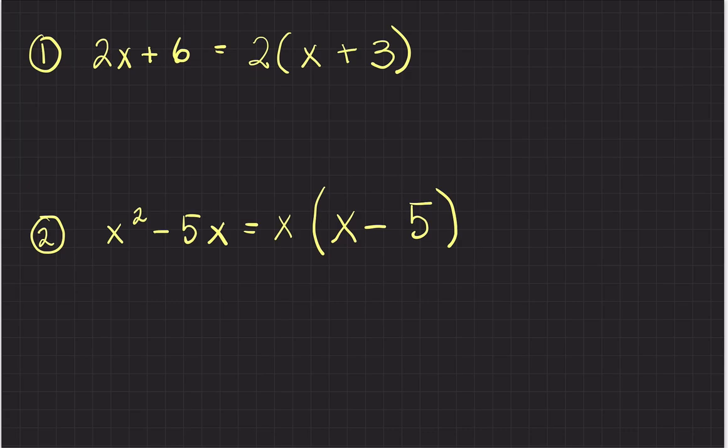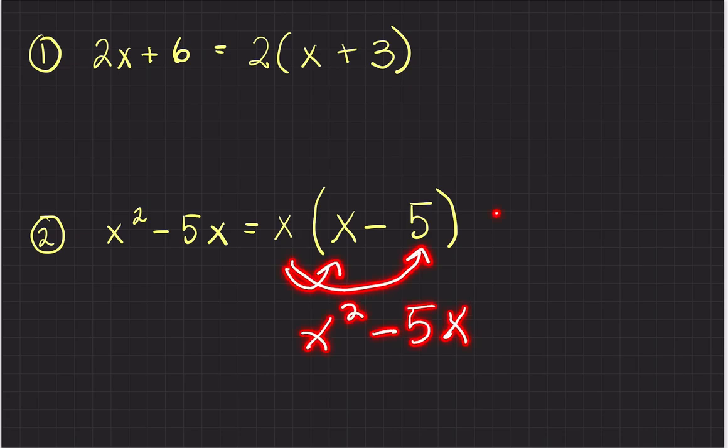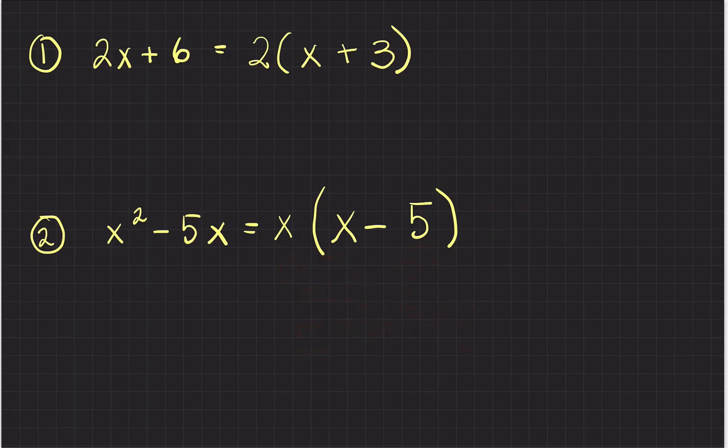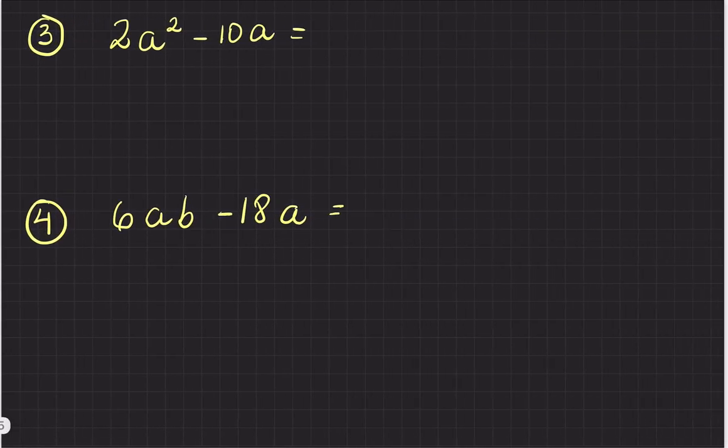I'm going to check if I did it right. X times x is x squared, and x times negative 5 is negative 5x. So my factoring is right. Let me go to the third example.